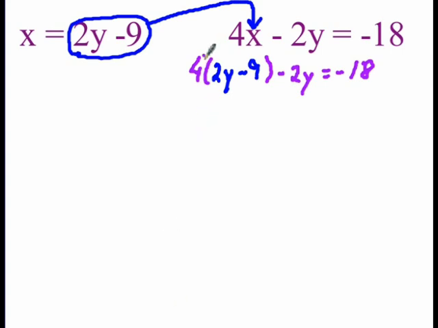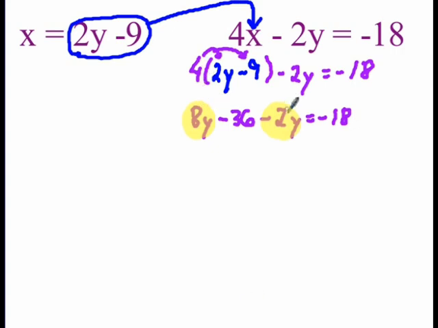Now we're just going to solve the way you know how. I'll take this one a little bit slowly and then gain speed as we go. So 4 times 2y is 8y. 4 times negative 9 is negative 36. And then I copy everything else, just the way it looks. Your next step is to combine some like terms. It appears that we have two different y's on the same side of the equation.